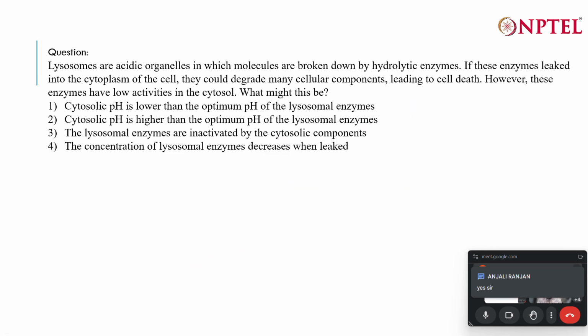The next question is, lysosomes are acidic organelles in which molecules are broken down by hydrolytic enzymes. If these enzymes leaked into the cytoplasm of the cell, they could degrade many cellular components, leading to cell death. However, these enzymes have low activity in the cytosol. What might be the reason? So, what can be the correct answer from the given options?